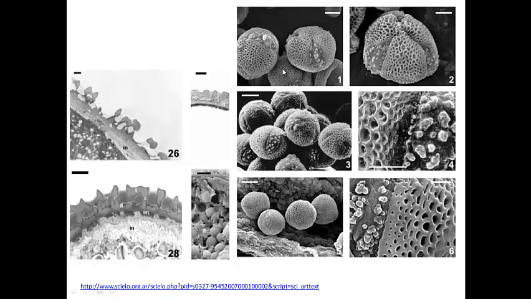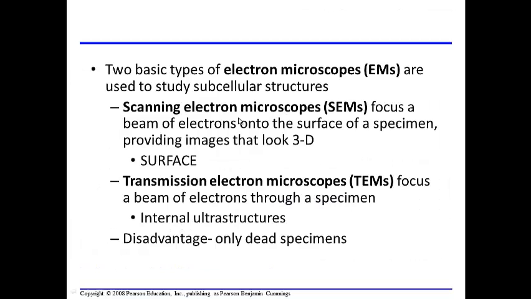The images produced in 1, 2, 3, 4, 5, and 6 are very detailed, right? Almost like 3D. That's what we mentioned before. And so we can visualize the surface of these cells, the surface of the internal structures of these cells, okay? So if you go back, you'll notice that the scanning electron microscopes provide images that look 3D, surface. And the transmission electron microscopes provide images using these electrons of internal ultrastructures.